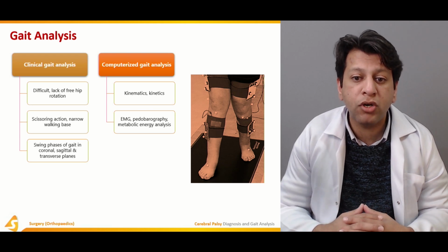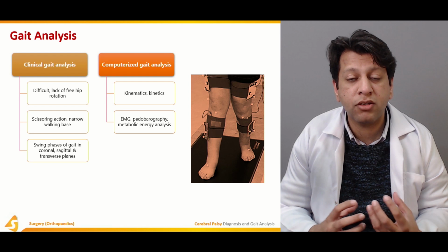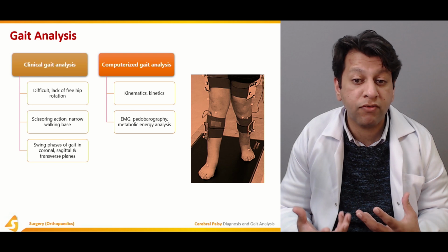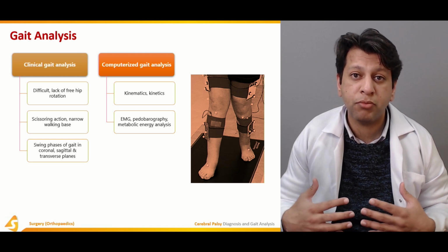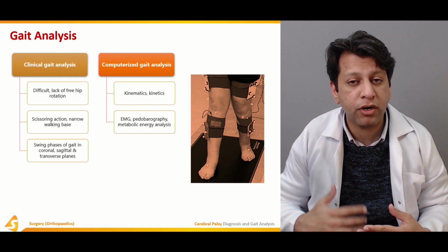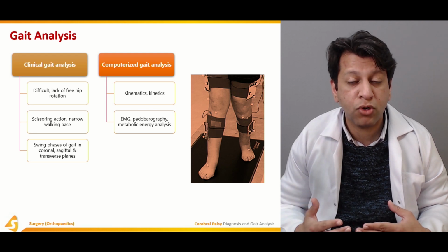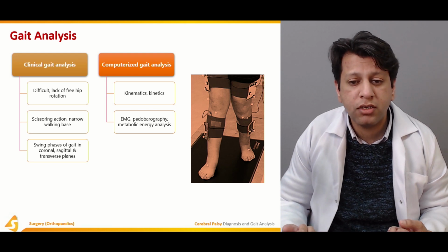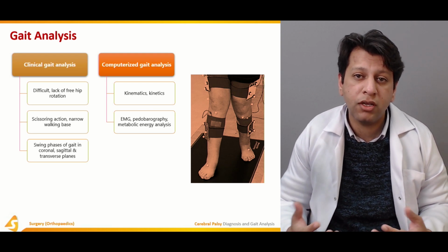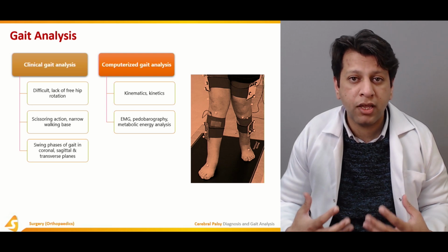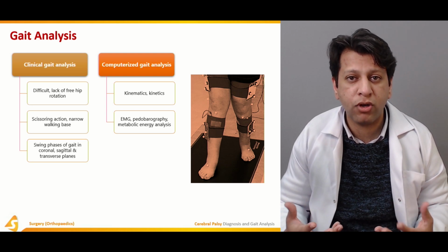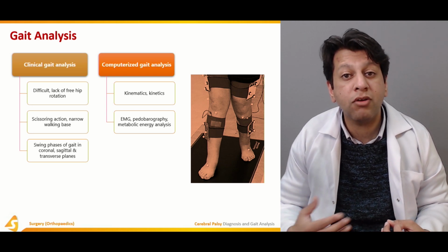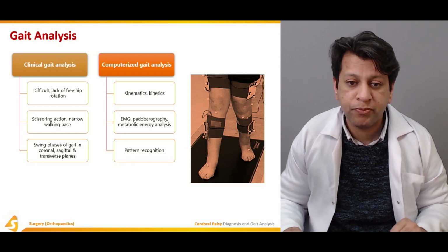And then there is pedobarography, for foot deformities and abnormalities. Pedobarography is done to see how much pressure is being taken by which part of the foot, and how much problem is there in which area of the foot and ankle joint. Then metabolic energy analysis can also be done, because these children usually have very high energy expenditure for walking, so they have to use a lot of energy to walk. Therefore, metabolic energy analysis is always helpful in these children as well.